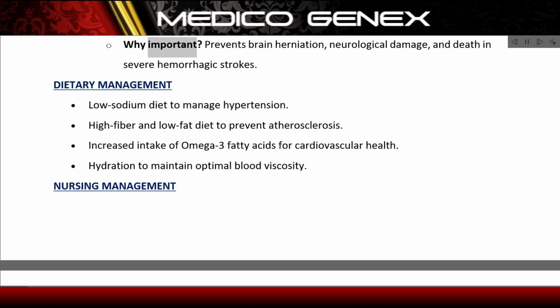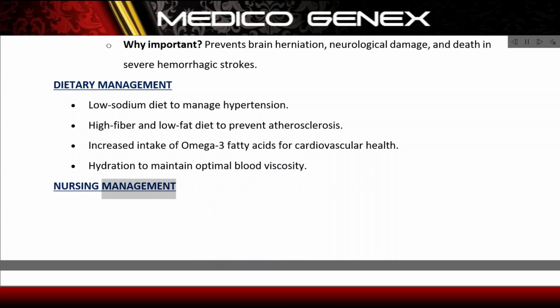Why important? Prevents brain herniation, neurological damage, and death in severe hemorrhagic strokes. Dietary management. Low sodium diet to manage hypertension. High fiber and low fat diet to prevent atherosclerosis. Increased intake of omega-3 fatty acids for cardiovascular health. Hydration to maintain optimal blood viscosity.